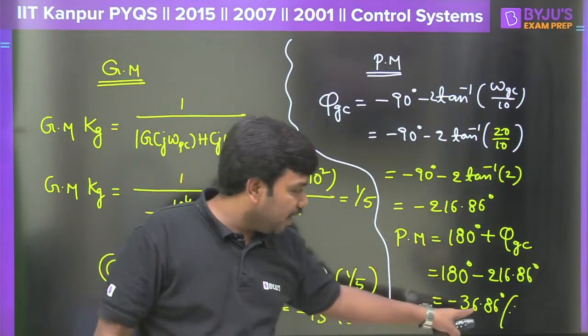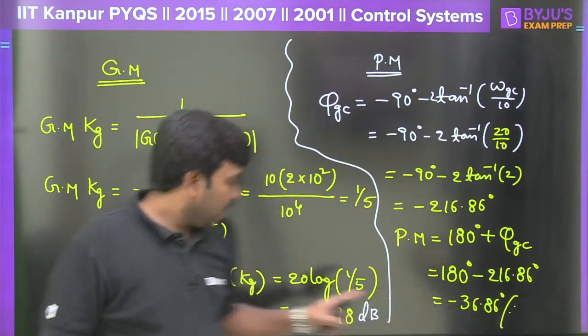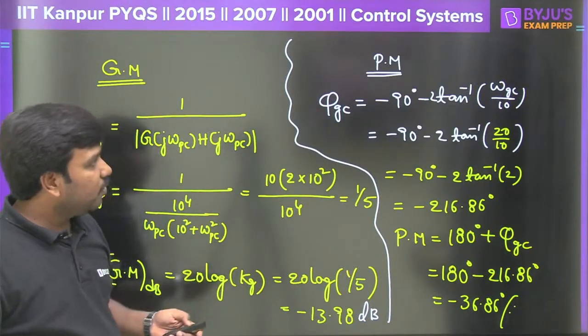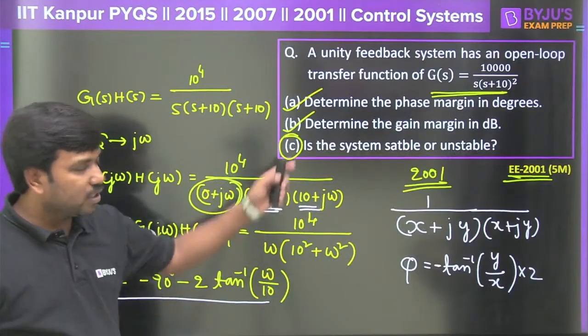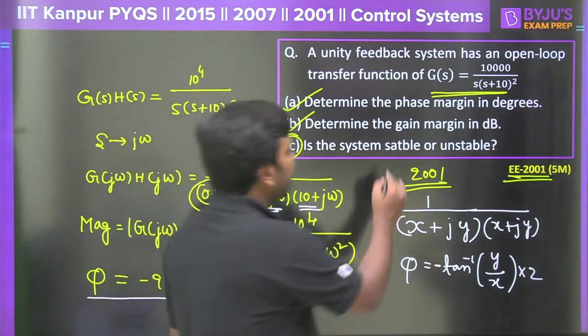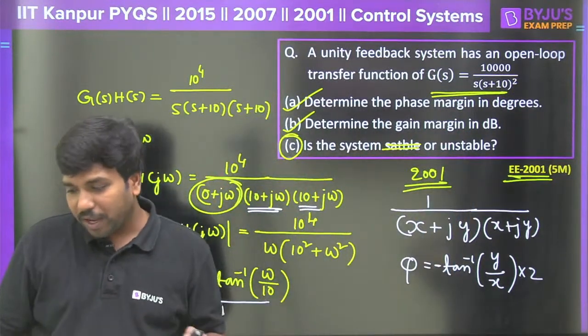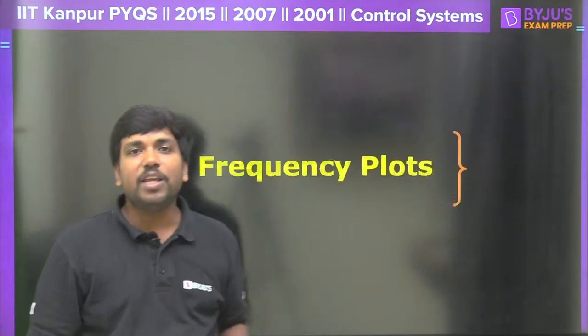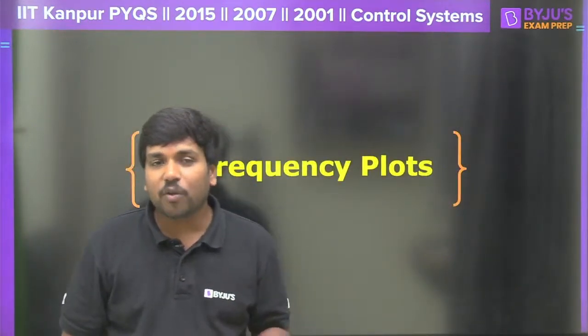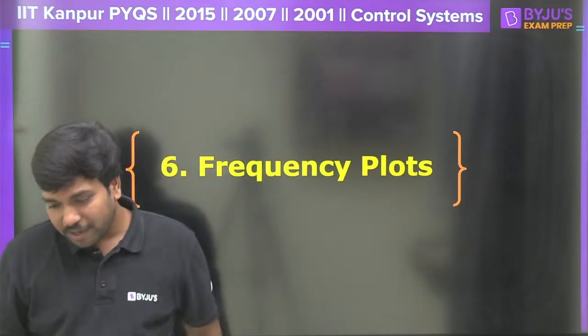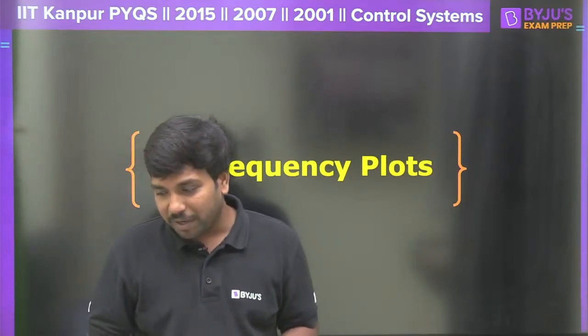Clear? So the idea is, here phase margin is negative and the gain margin is negative. Obviously, what would be the correct answer here now? System is stable or unstable? The closed loop system is unstable. Clear? So the concepts of gain margin and phase margin are really useful for us to evaluate the closed loop system stability.